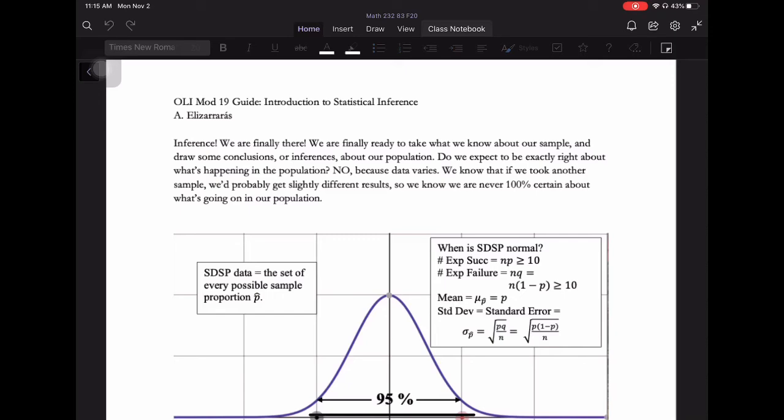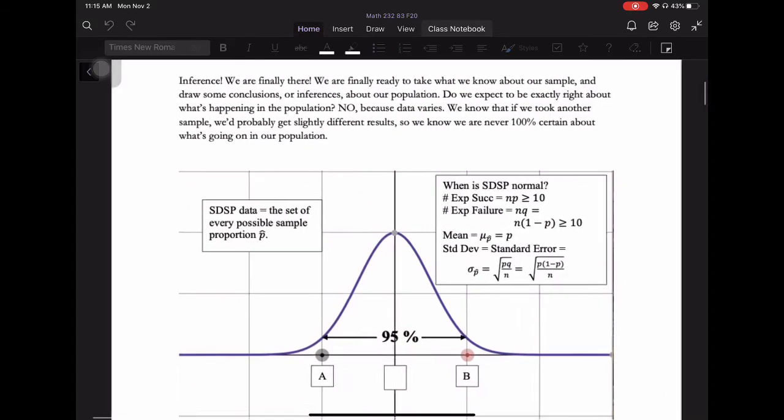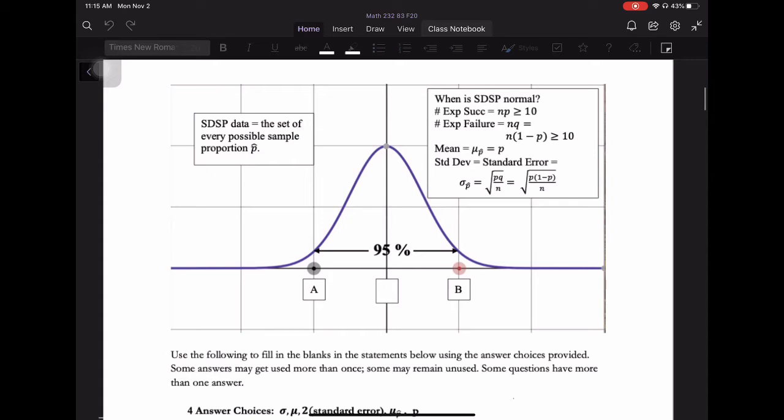Here we go into inference. Today we're going to do Module 19's guide, which is an introduction to statistical inference. We're going to talk about confidence intervals and estimating values that we might not know, which is pretty helpful in the real world. All right, this is the SDSP information that we use from Module 18.